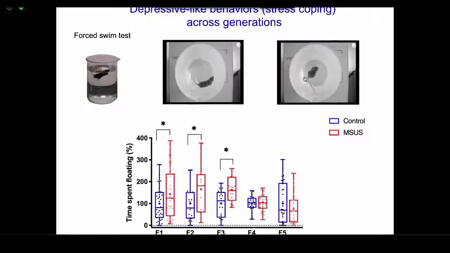Stress coping or depressive-like behaviors can be tested in the Porsolt forced-swim task. You see here a control mouse, and a depressed mouse which floats. We see this depressive phenotype up to the third generation. It's not present anymore in the fourth, fifth, or sixth generation.